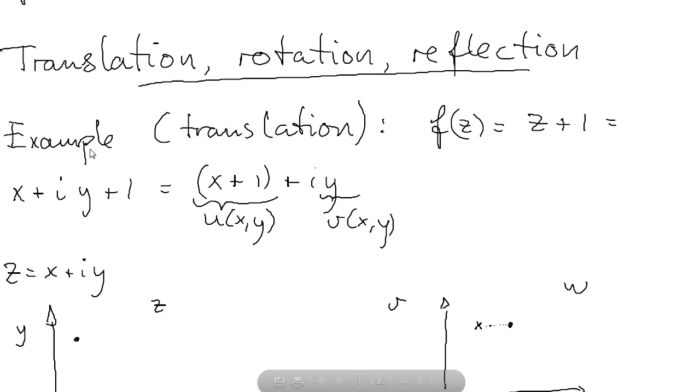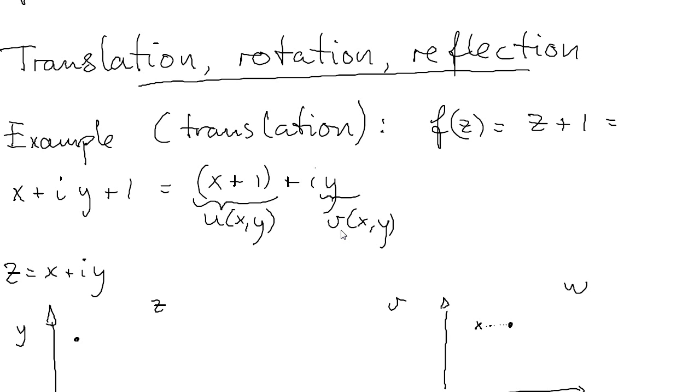Here is an example of a translation. If you have the function f of z equal to z plus 1, then we have z, of course, x plus iy, and we add this to the complex number z, which in this case is a real number, and we see that the values u and v are x plus 1 for u, and it's y for this imaginary part v.